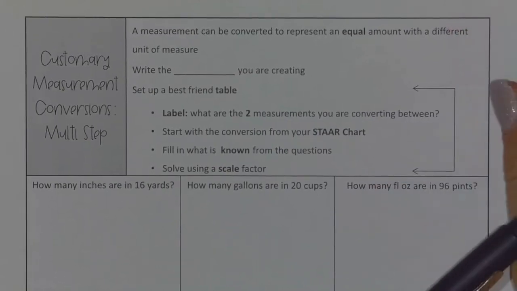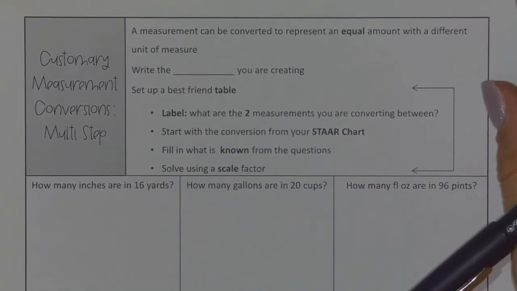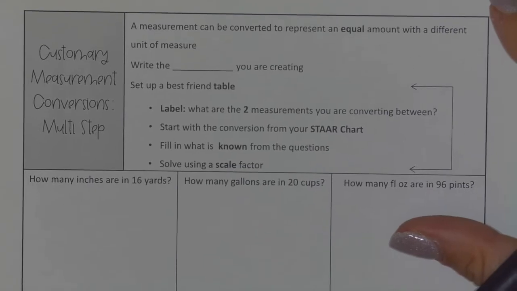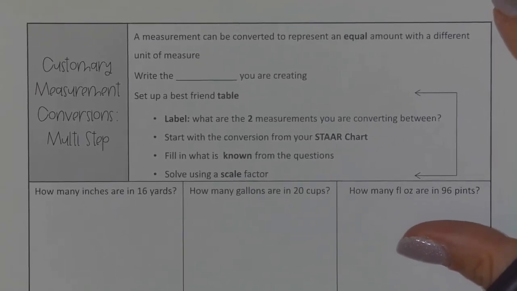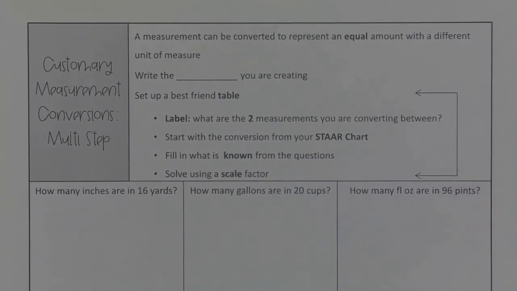Right, so now it's time to talk about our customary measurement conversions, but this time it's going to be multi-step conversions. Now, the good news is, for the most part, if you watched my one-step video, our steps are still going to be the same, where we set up the best friend table, we have the labels, we go to our star chart, we use what's known from the questions, and we use a scale factor. All of that stays the same.